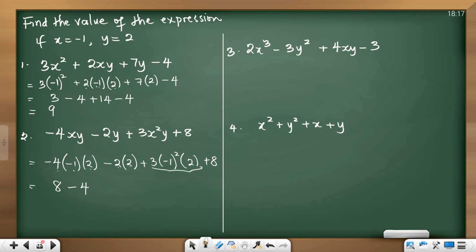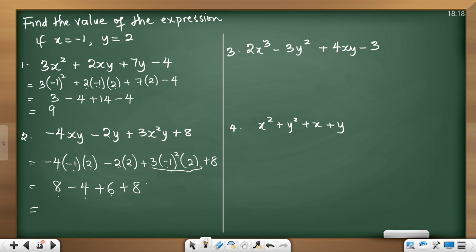Now, be careful with this one. Negative 1 squared will give me a positive 1. Now, 3 times 1, 3 times 2, 6. Positive 6. And positive 8. What would your answer be? 8 minus 4 would give you 4.